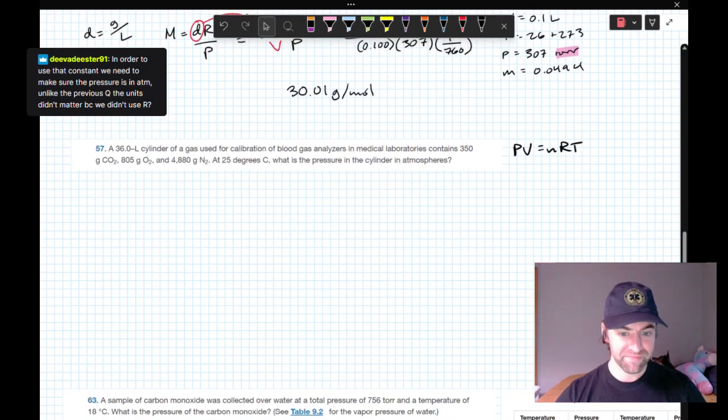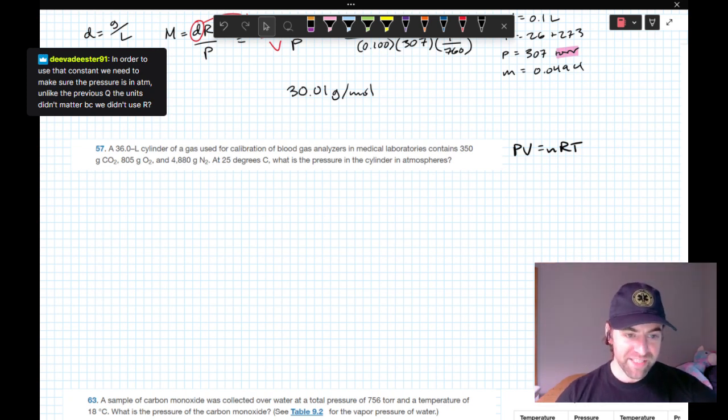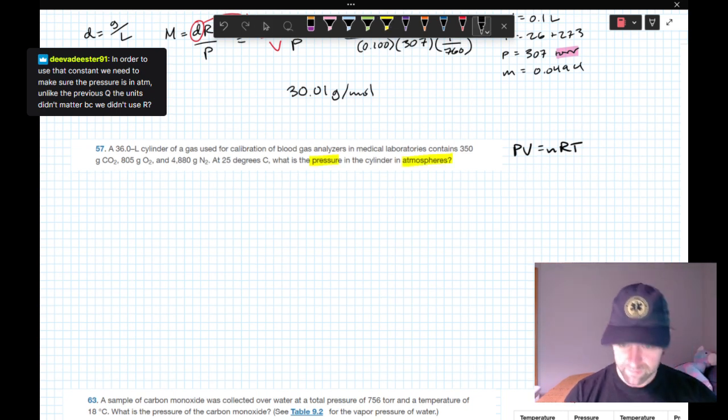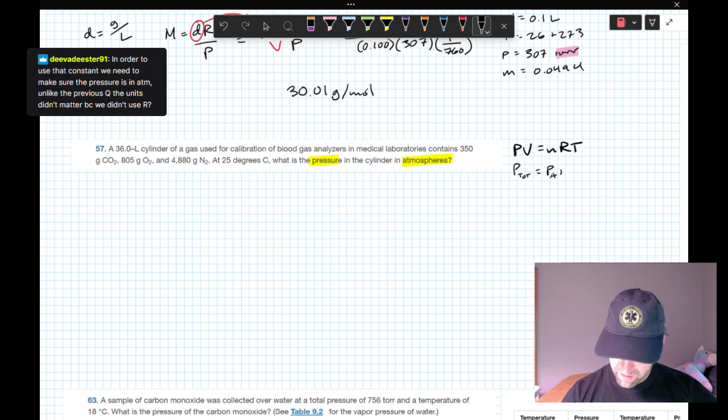All right. Question 57. A 36-liter gas cylinder used for calibration of blood gas in medical laboratories contains 350 grams of CO2, 805 grams of O2, and 4,880 grams of nitrogen. At 25 degrees Celsius, what is the pressure in the cylinder in atmospheres? Besides the ideal gas law formula here, you also need to know that the pressure is the sum of pressures of all of the gases in the chamber.